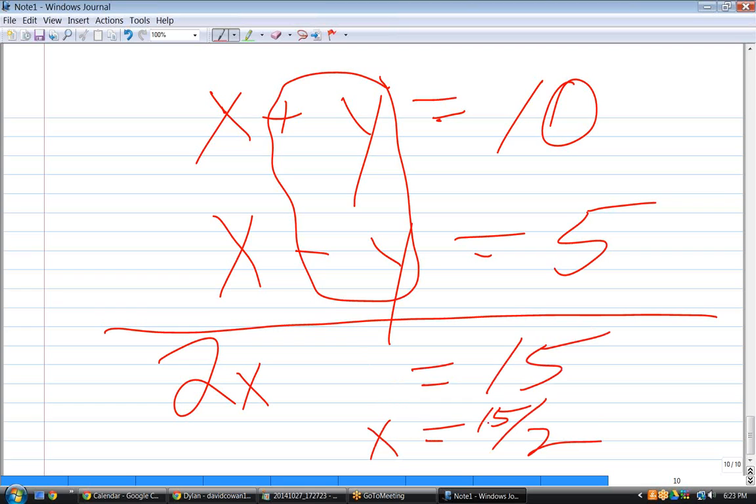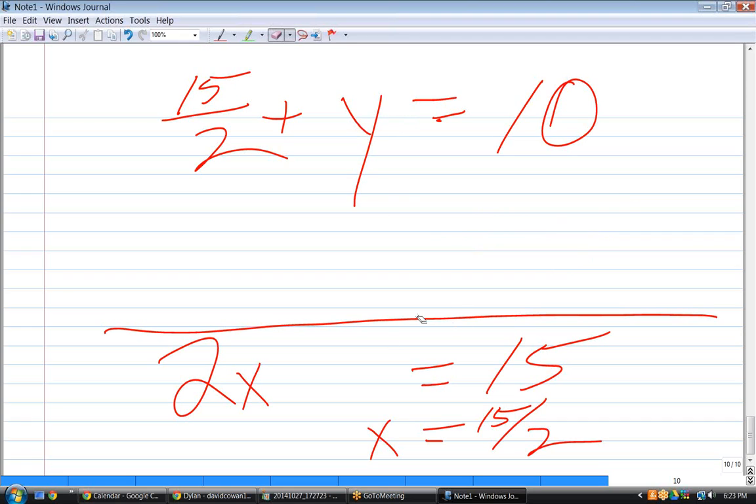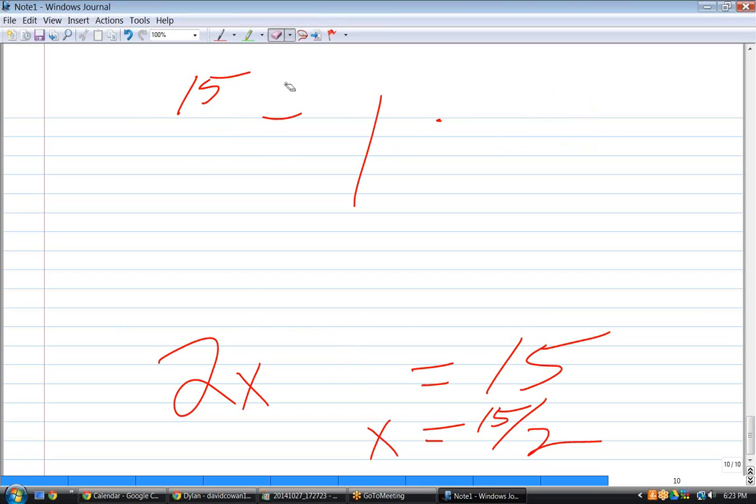Well, now that I have x, I can go back in and solve for y. If I substitute 15 halves right there for x, notice that I can come up with the solution for y now. Oh, cool. Really easily. Now, I made these numbers up out of my head. I didn't intend to make fractions, but that's the way elimination works.